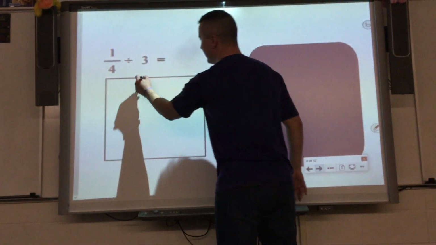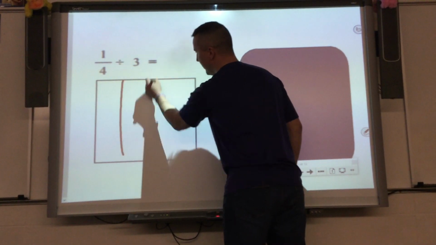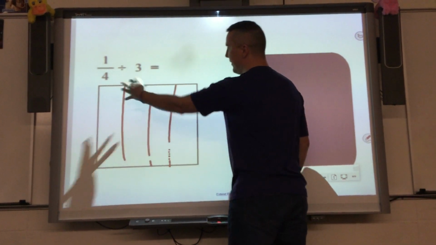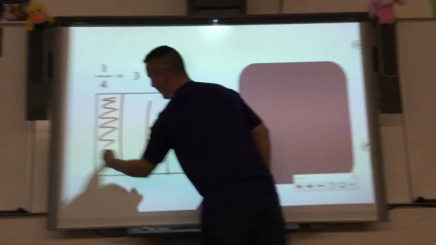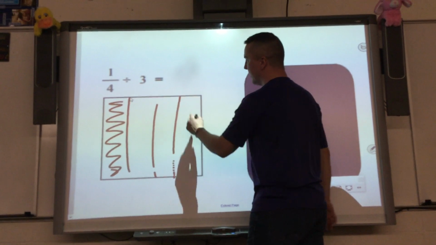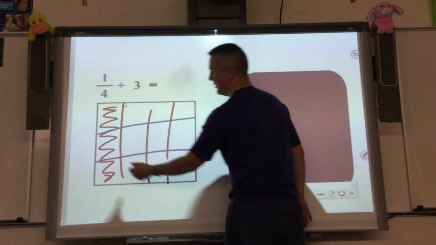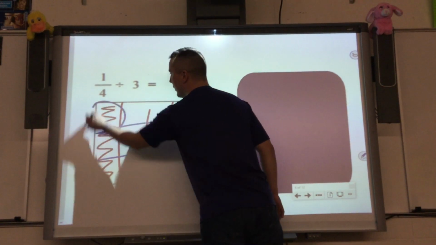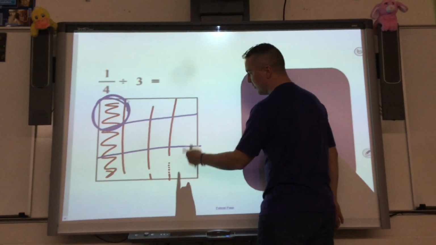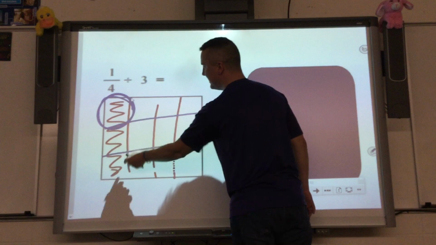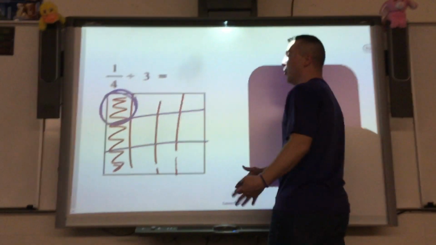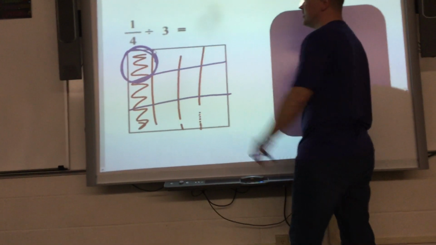1/4 divided by 3. Let's get after this. 1/4. I'm dividing 1/4 into 3 equal parts. 1, 2, 3. And how much of the original piece do I get? Well, there's 1, 2, 3, 4, 5, 6, 7, 8, 9, 10, 11, 12. I get 1 out of 12 of the original.